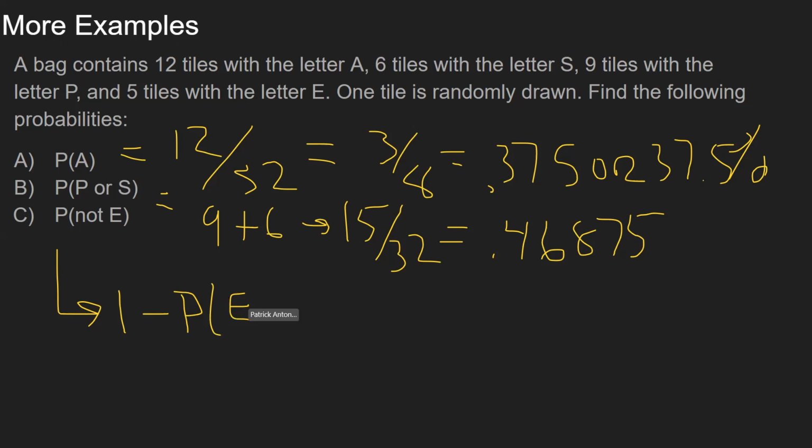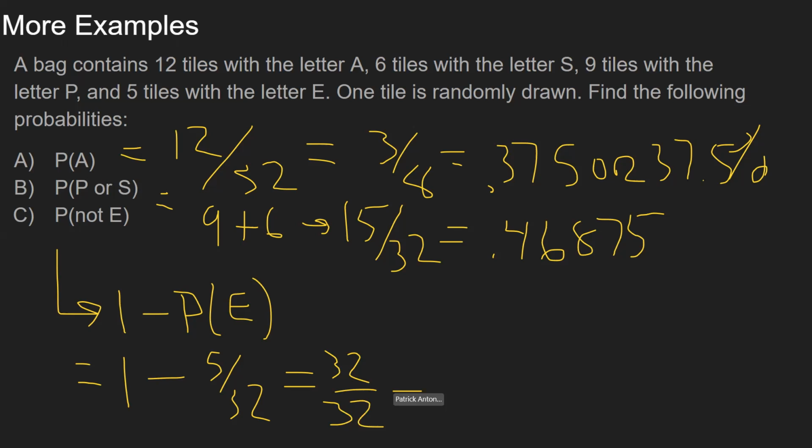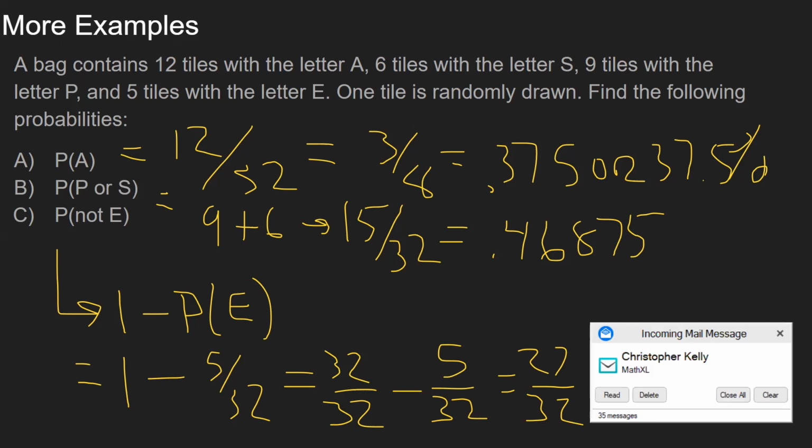Now you might ask, Mr. Antonucci, why are you making it all complicated like that? Because it ends up being easier. The probability of E is very simple to calculate. It's just 5 out of 32. And if you just subtract that from 1, that will give you the probability of everything else, which is not E. So 32 out of 32, I just converted the 1 to a fraction of 32. And that's going to give you 27 out of 32, which is 0.84375.